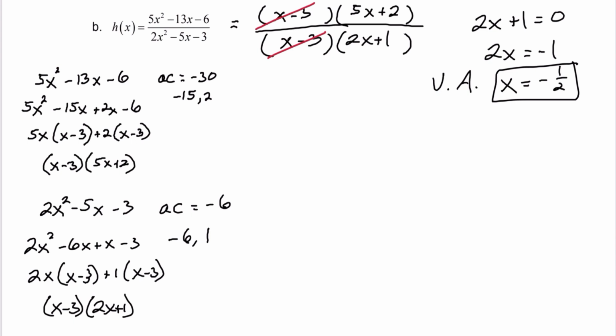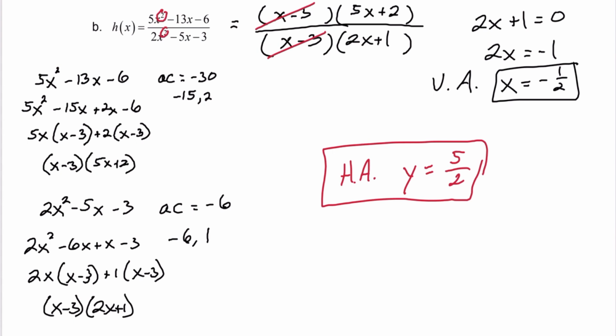To find the horizontal asymptote, we compare the degrees. Notice the degree of the top and the bottom are both 2, so we compare a ratio of the leading coefficients. So the horizontal asymptote is a ratio of the leading coefficients. Y equals 5/2. We do not look for an oblique because we have the horizontal.